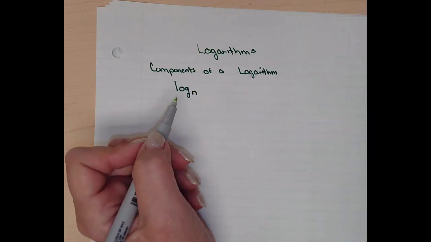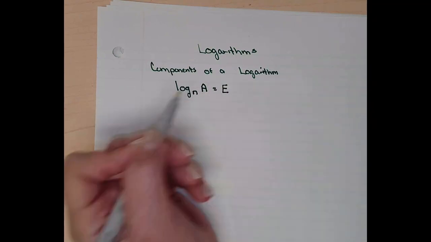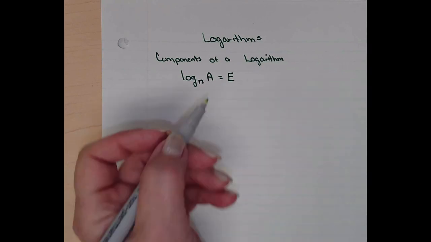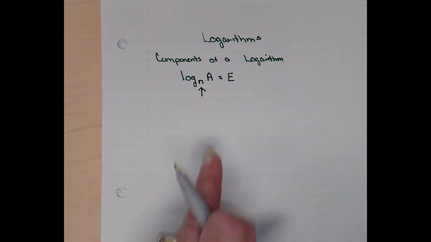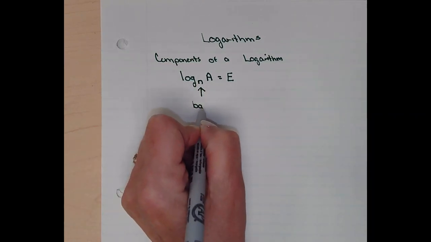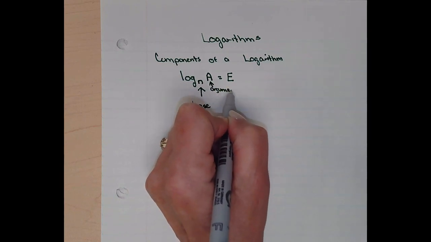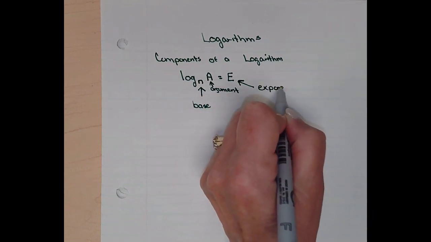We're going to use n for the base, a equals the exponent. Okay? So when we're talking about logarithms, I'm going to use n for base because I sure don't want to use b, because b to us means other things, right? So I'm just going to say some number base. It's a number. This is the base. This is what's called the argument, which is just what it's equal to. And the e, of course, is the exponent.